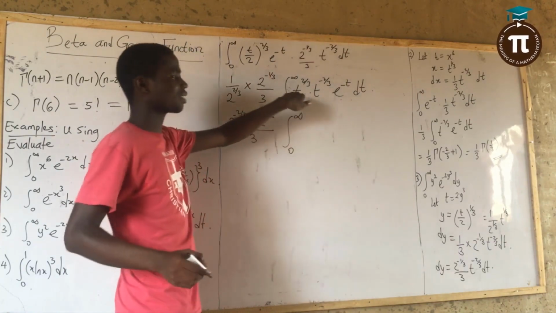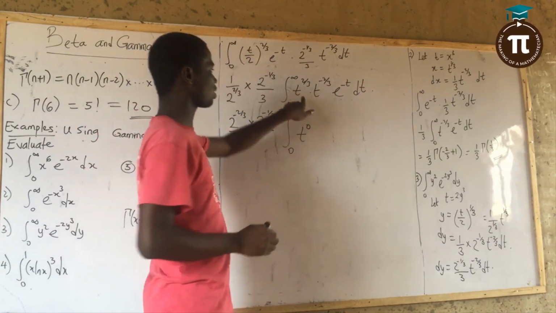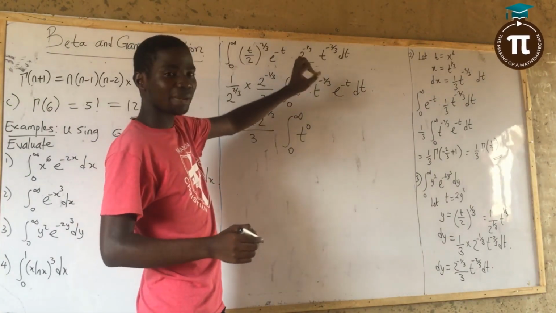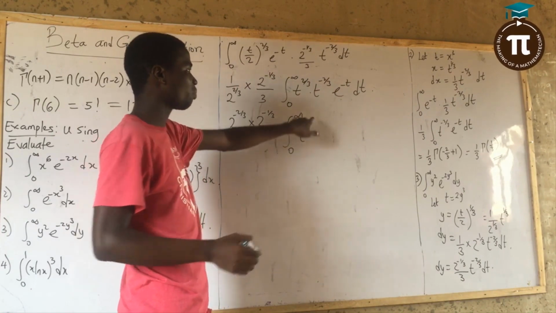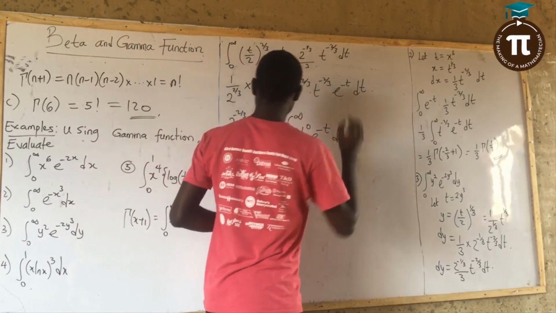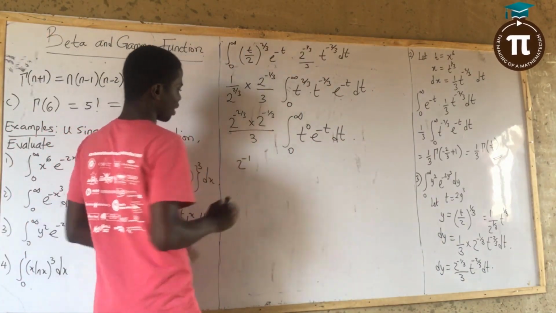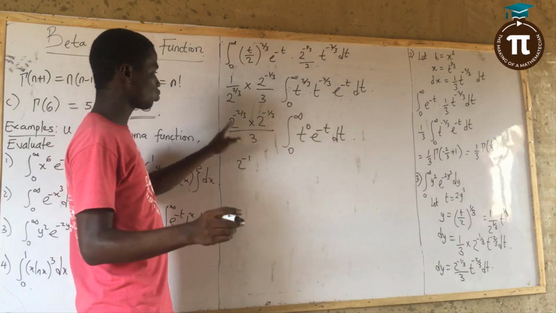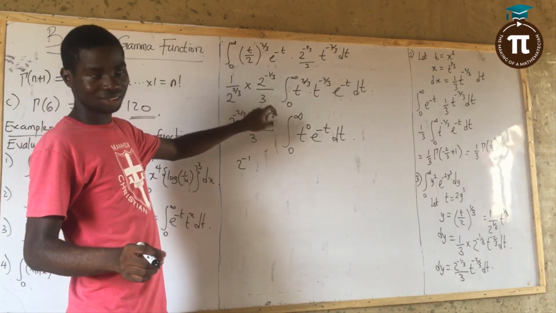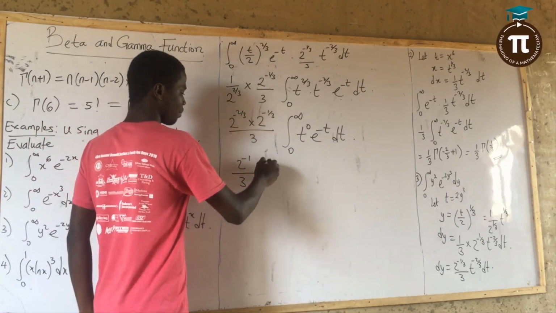By the time you apply the law of indices here, you will see that this will actually become 2 raised to power 0, because 2 over 3 minus 2 over 3 will give me 0. So I have 2 raised to the power of 0, e raised to power minus t dt. This one will become 2 raised to the power of minus 1. It's also the law of indices. So this will now be minus 2 over 3 minus 1 over 3, which is minus 3 over 3, which will give me minus 1 over 3.